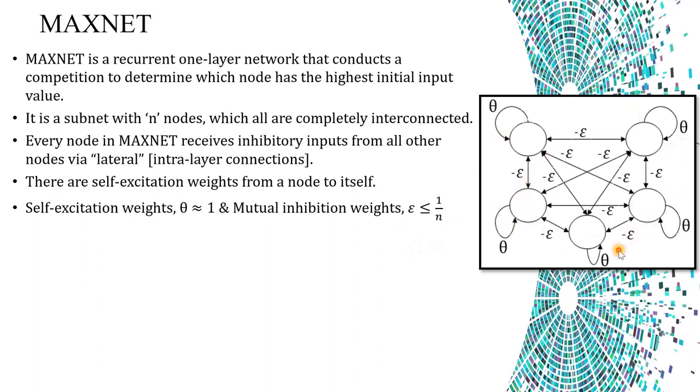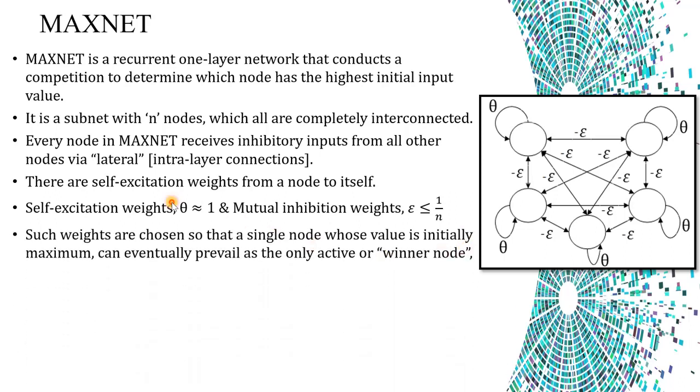So if there are, say, 5 nodes, then it will be less than or equal to 1 by 5, or mostly it can be kept equal to 1 by 5, but remember it is going to be negative weights. Such weights are chosen such that the single node whose output value was initially maximum can prevail as the only active or winner node. Supposing this node had the maximum value initially, say this one had 0.9, this one 0.8, 0.6, 0.5, 0.2. So which is maximum? This one is maximum.